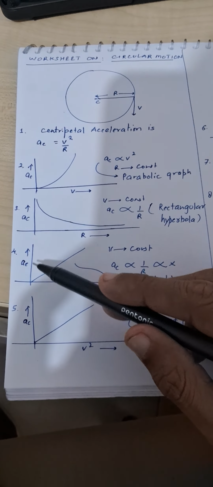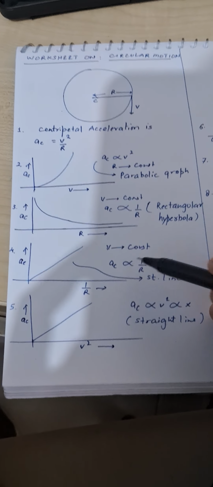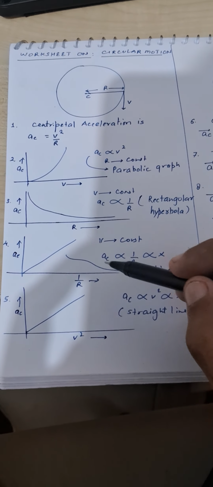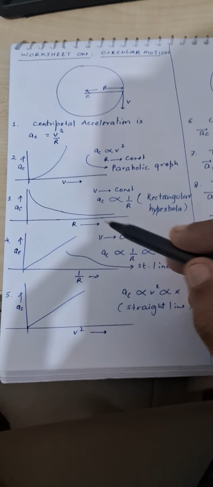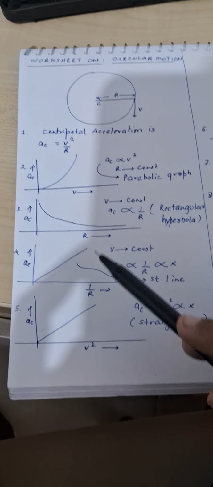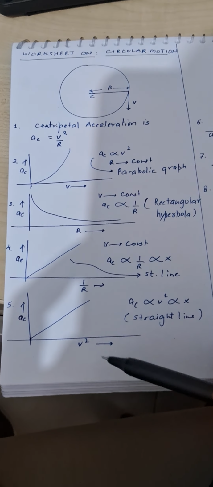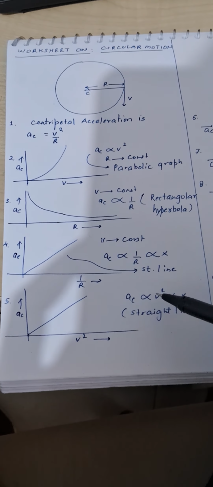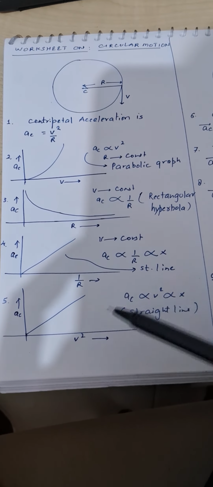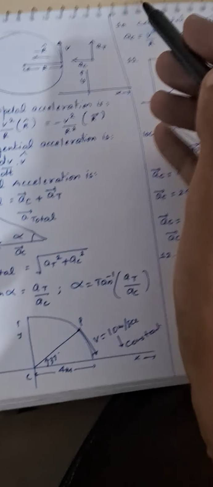In the next question we have centripetal acceleration and 1 by r. We take 1 by r as x. So we can say that AC is proportional to x, which makes the graph a straight line. Next, if we draw a graph between centripetal acceleration and v square, we assume that v square is x. So AC is proportional to x, and the graph will be a straight line.